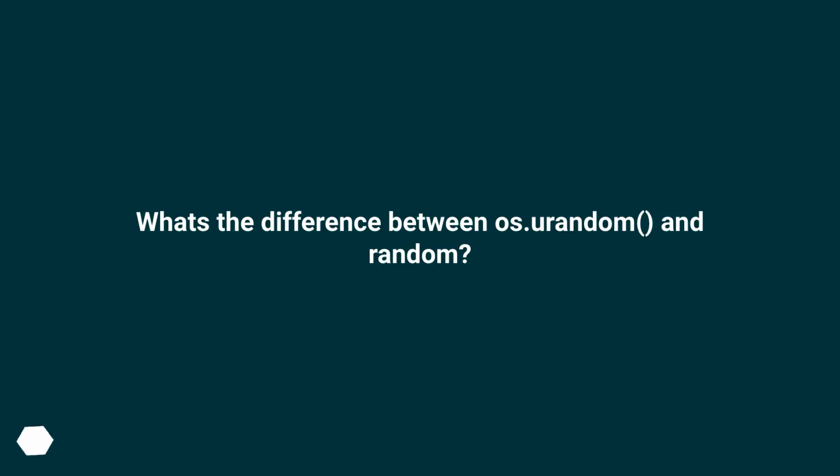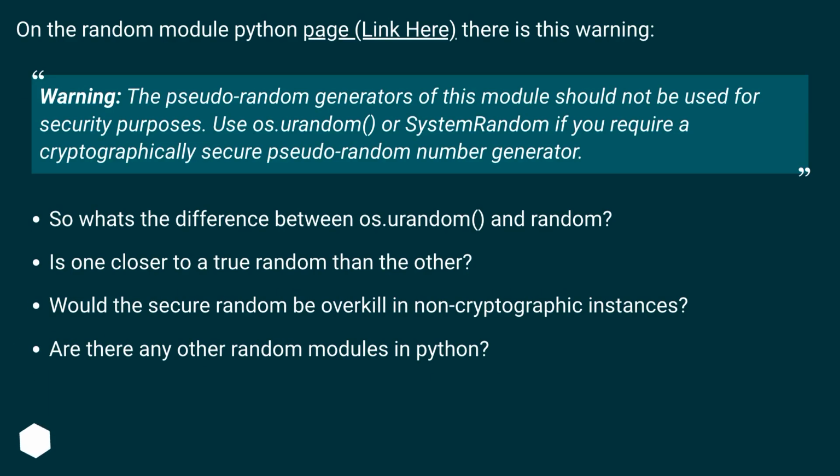What's the difference between os.urandom and random? On the random module Python page, there is this warning: "Warning, the pseudorandom generators of this module should not be used for security purposes. Use os.urandom or SystemRandom if you require a cryptographically secure pseudorandom number generator." So what's the difference between os.urandom and random?